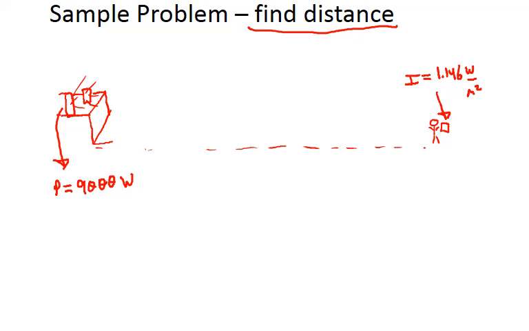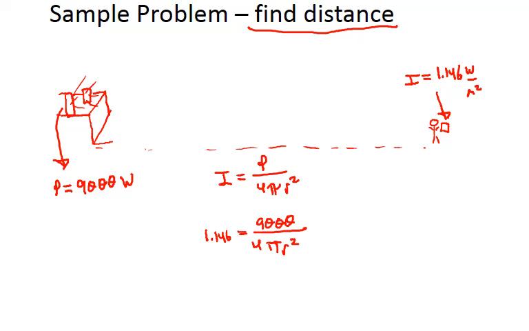Let's say you're at a concert and you have speakers that are 9,000 watts and you are a certain distance from the stage, and let's say that you're picking up an intensity of 1.146 watts per meter squared. Go ahead and figure out how far you are from the stage. So go ahead and pause the clip and give this a try, and then when you're ready to check, you can hit play to continue.